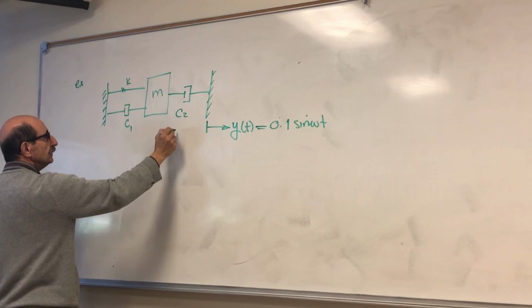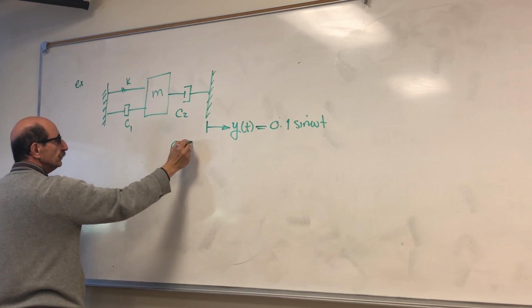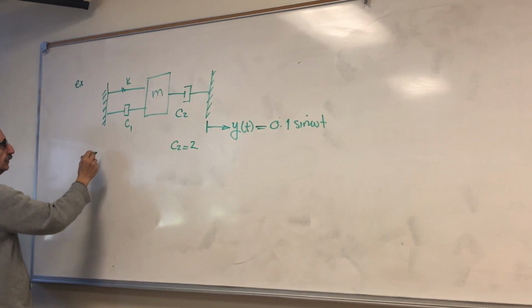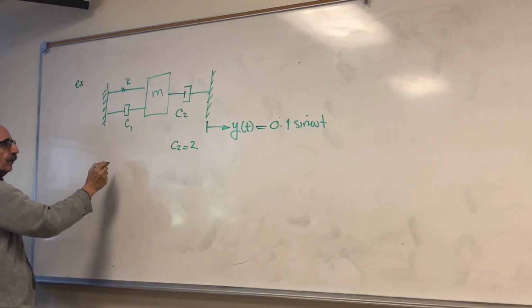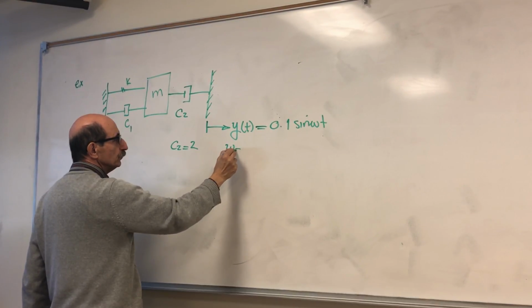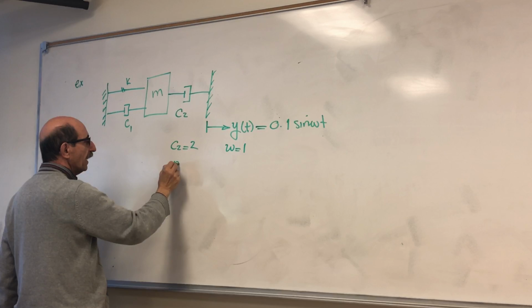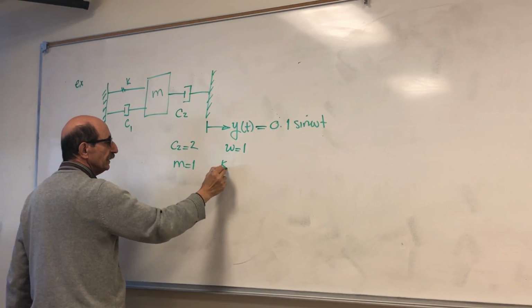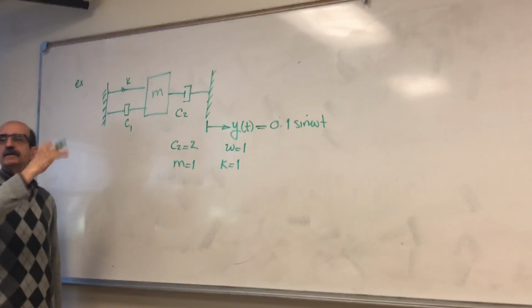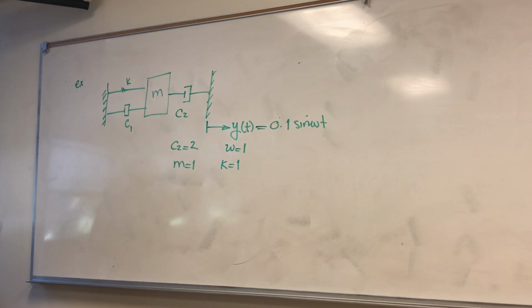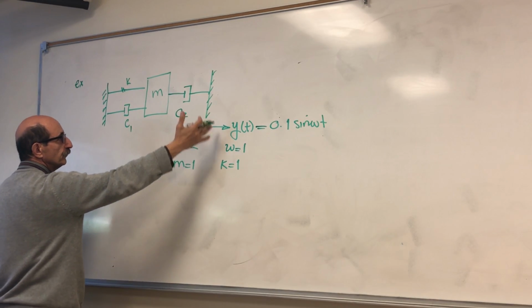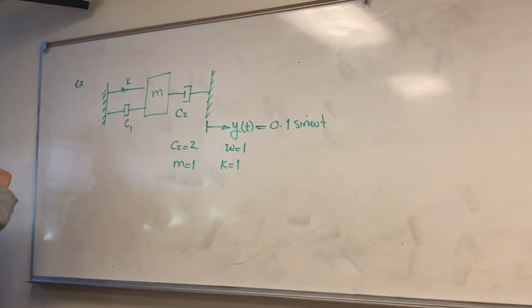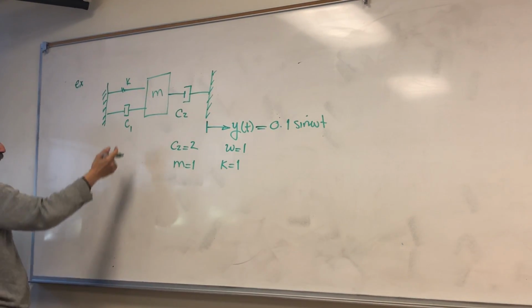So let's say c2 is equal to 2, and omega is equal to 1. This mass is 1, k is 1. I know it's meaningless, but these are some non-dimensional values or whatever. So let's write the equation of motion for this imposed input displacement on this system.